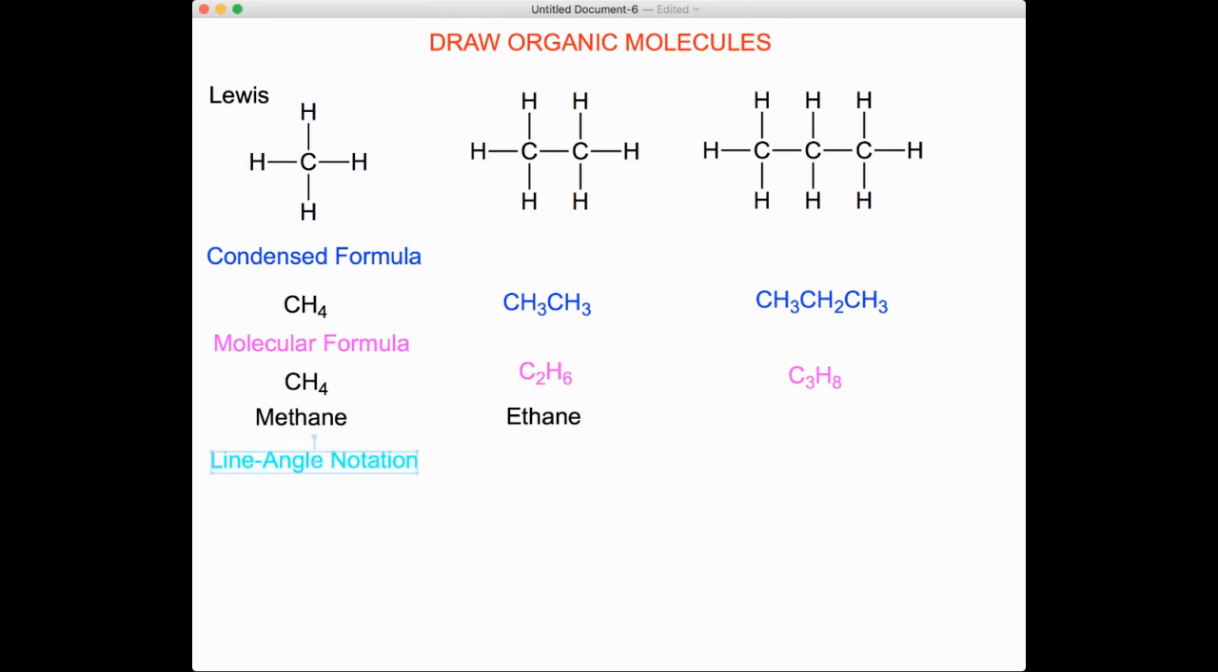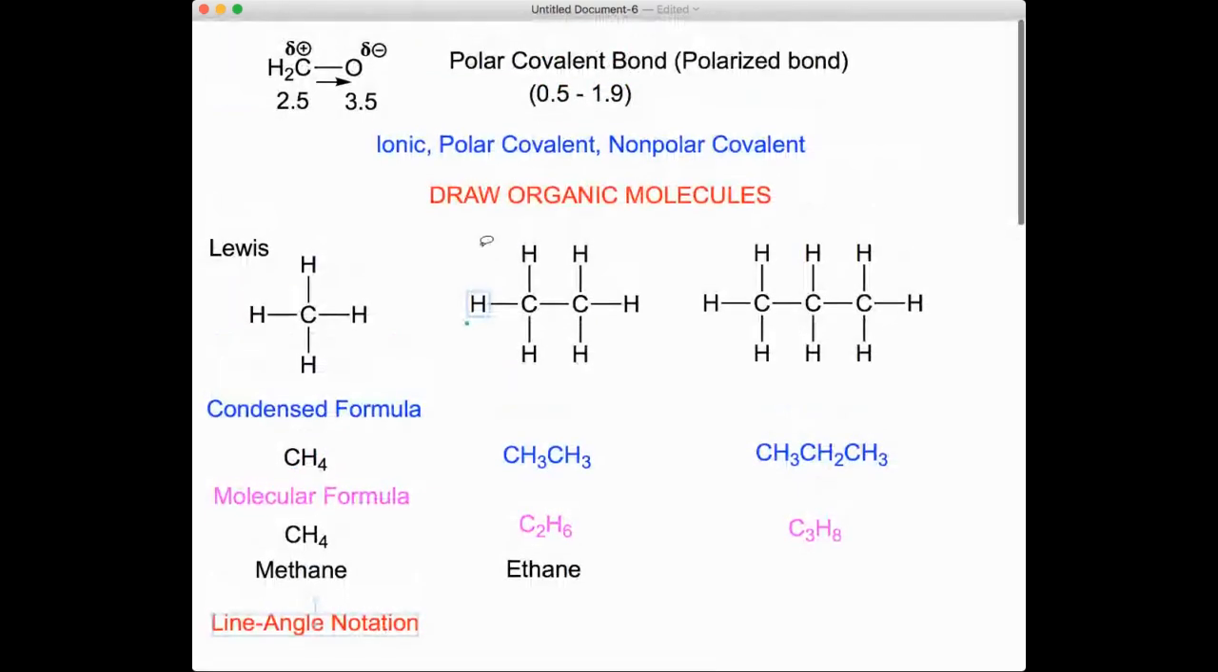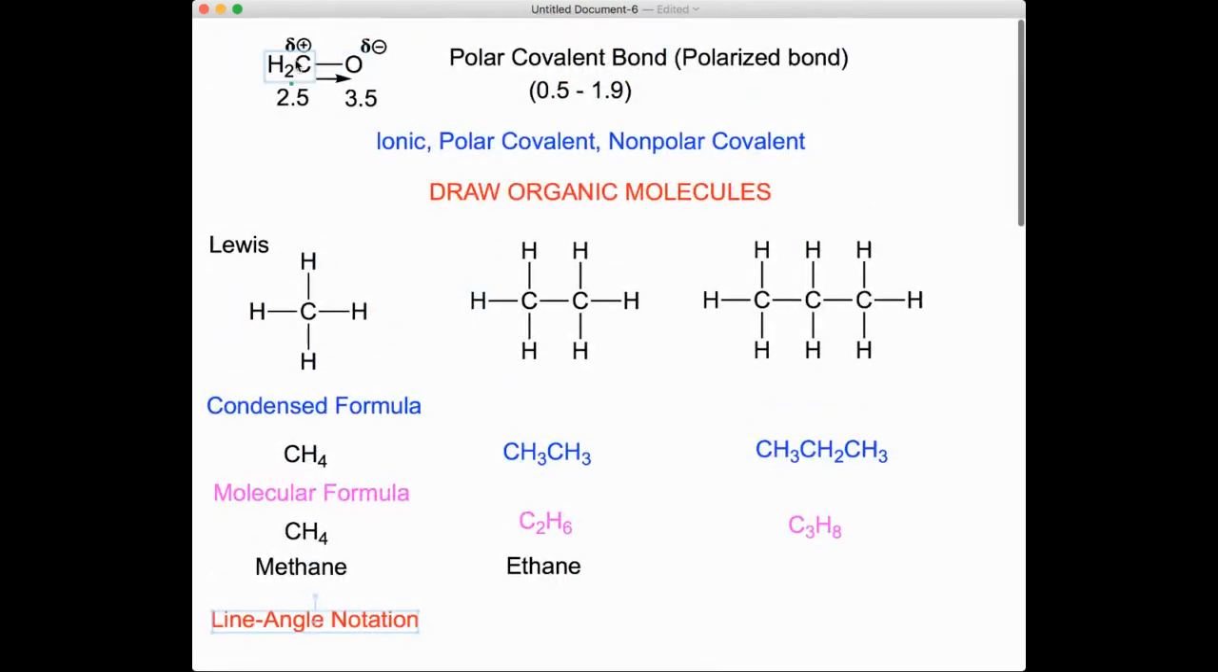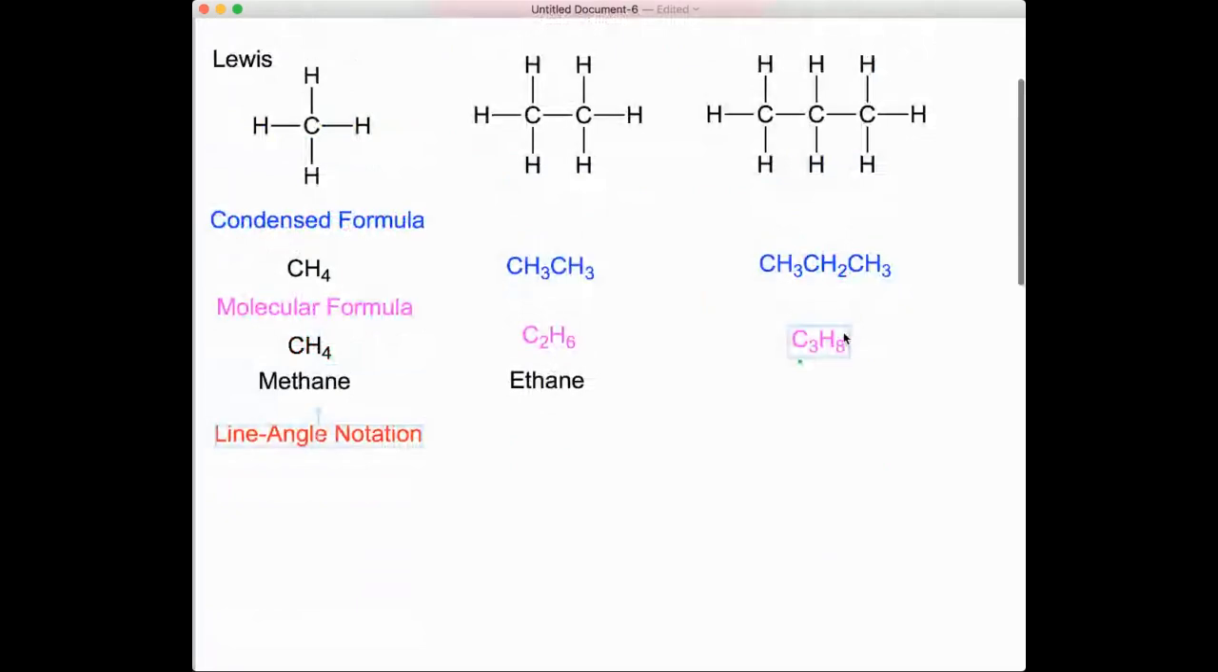Okay, I'm gonna find another color. So what is line and angle notation? Remember how I said, guys, that a line means a bond, right? I was showing you the molecule of CO, and this line here was a bond of 2 electrons, right? So we're going to use that same idea, but for organic molecules.